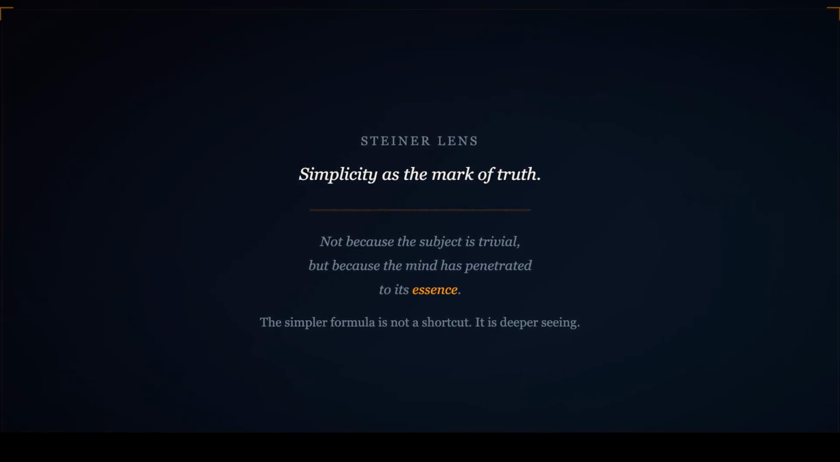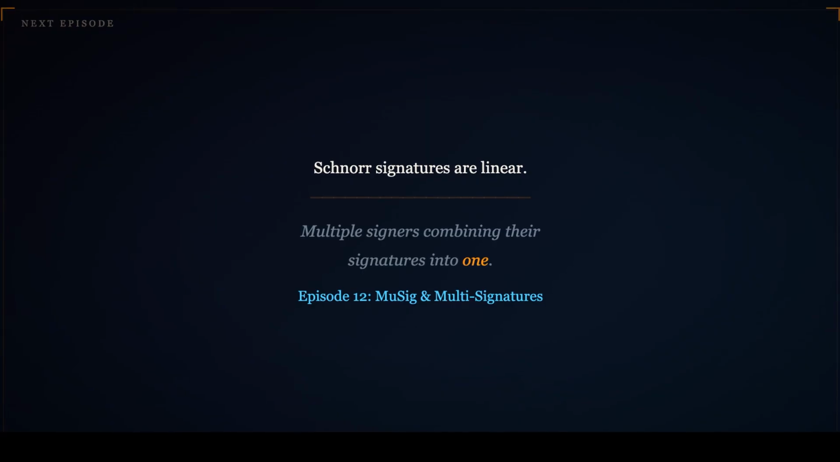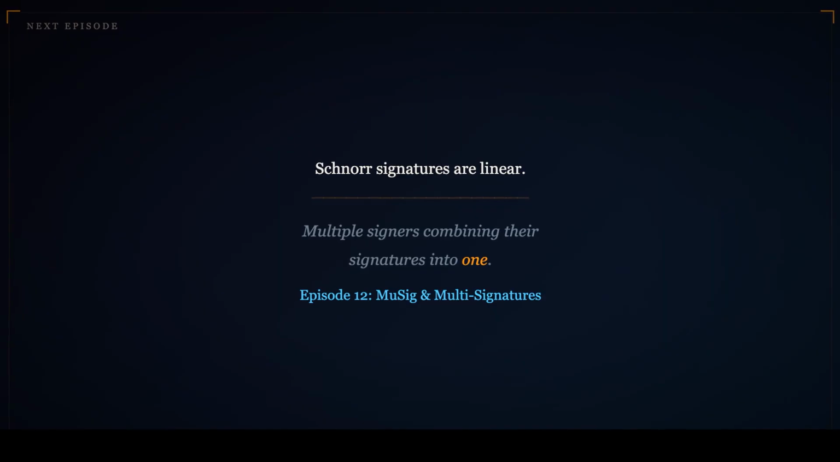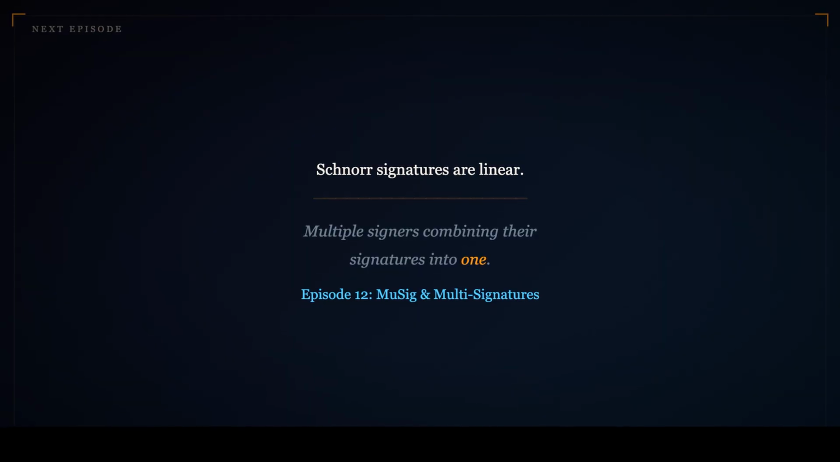Schnorr signatures are linear. This linearity enables something ECDSA could never do, multiple signers combining their signatures into one. Episode 12 explores MuSig, the multi-signature protocol that makes Taproot possible.